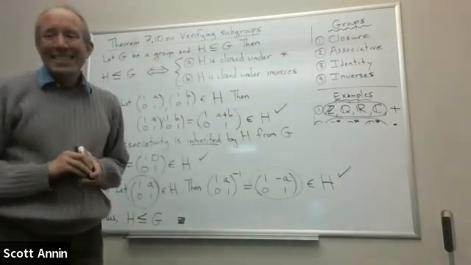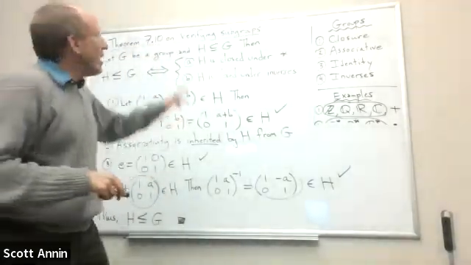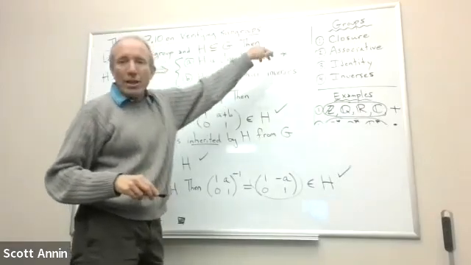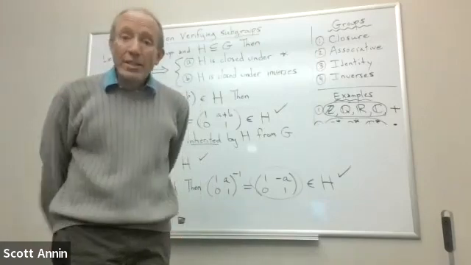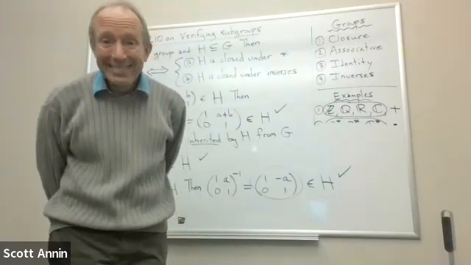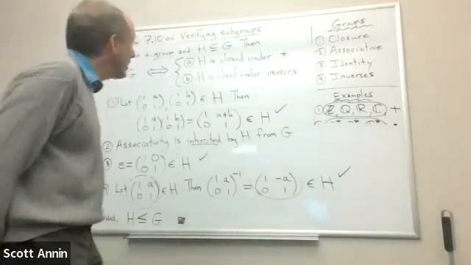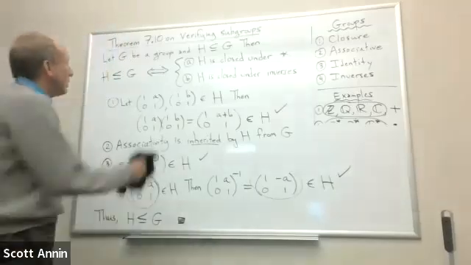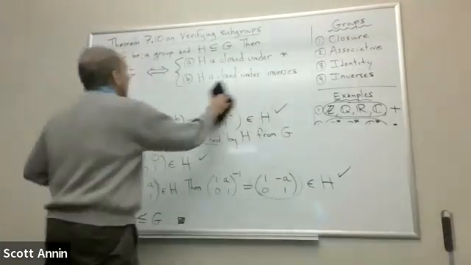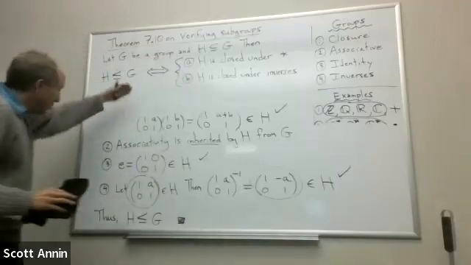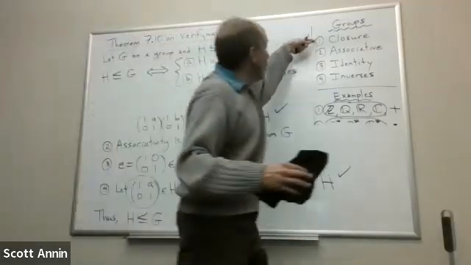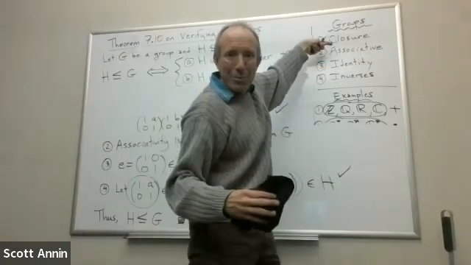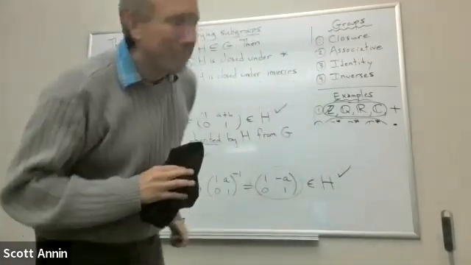Okay. Actually, if H is closed under multiplication and it's also closed under inverses, then it's actually got to have an identity element in it as well. And so that's it. That's all you have to verify. So in other words, the first and fourth axiom of a group is really the key.